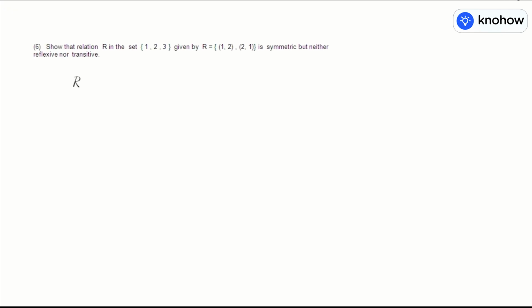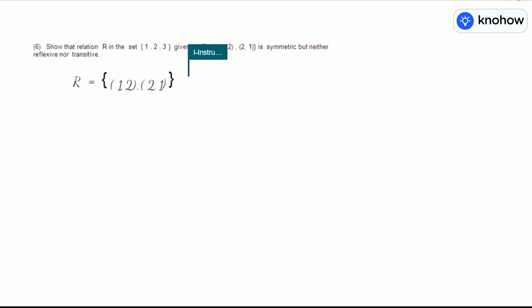Show that the relation R in the set {1, 2, 3} given by R = {(1, 2), (2, 1)} is symmetric but neither reflexive nor transitive. So it is a simple sum because R is already given in roster form. The elements of R are (1, 2) and (2, 1), consisting of only 2 elements.